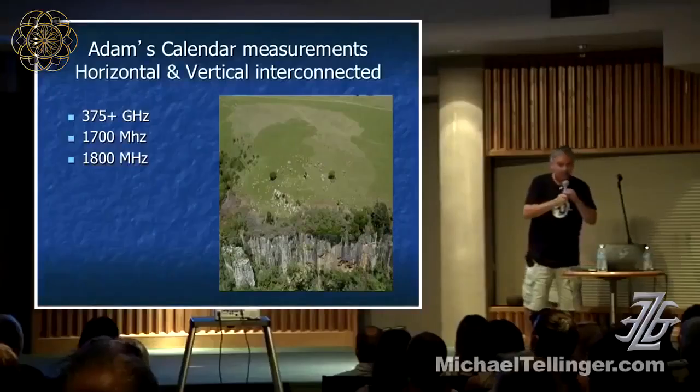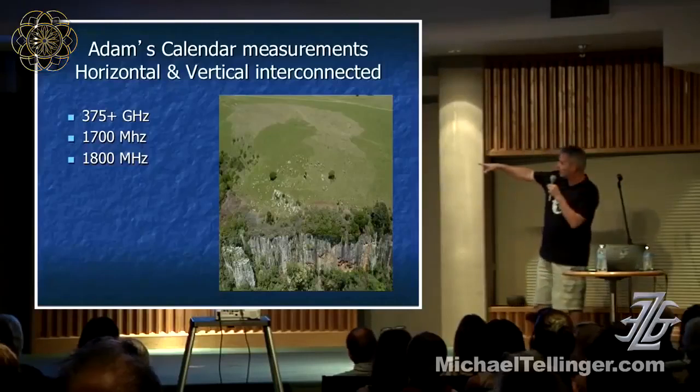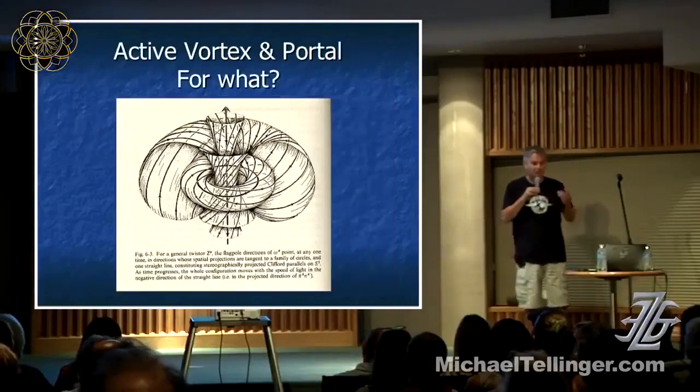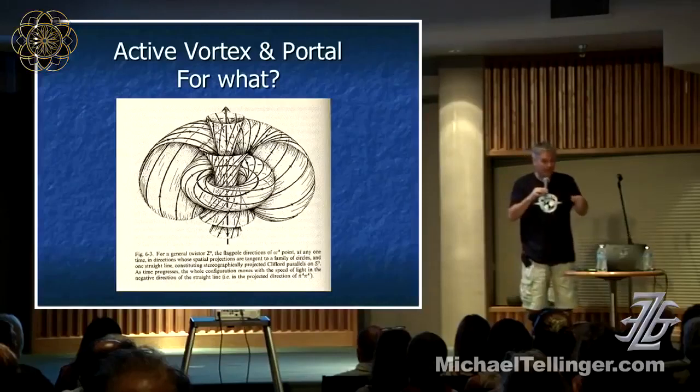Beyond 375 gigahertz coming out of Adam's Calendar at the site. And electromagnetic fields that run horizontally and then vertically between the two stones in the middle. So what we have at Adam's Calendar is a very definite toroidal effect. And it's alive even today, because we measured it.